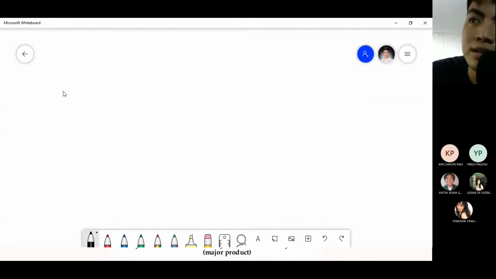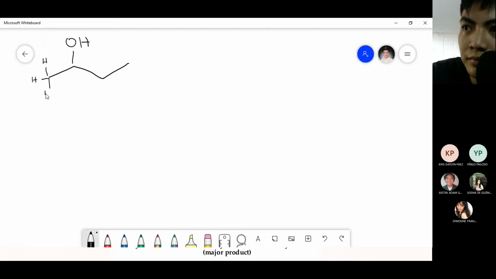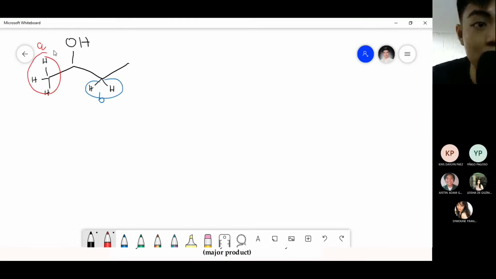Okay? So, let's have 2-butanol. So, the Lewis structure is this. So, that's 2-butanol. Dalawa yung pwede niya kunan ng hydrogen. Pwede dito, kasi tatlo to. Pwede dito. Okay. So, pwede dito sa A. Pwede dito sa B. So, dyan siya pwede kumuha ng mga hydrogen.